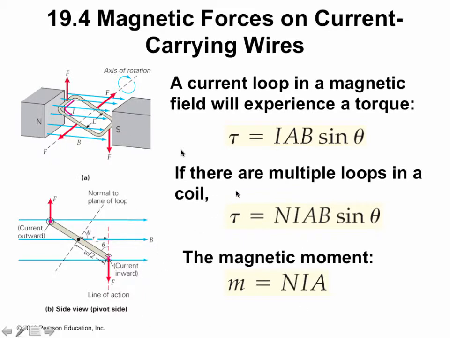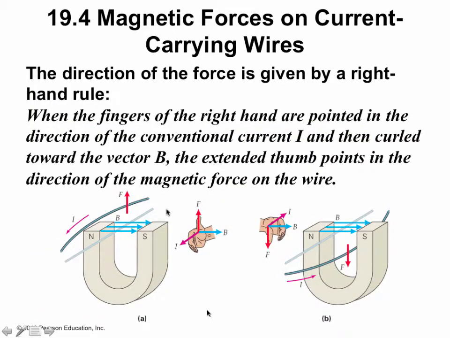Now, if there are multiple loops in a coil, we just simply tack on this N that represents the number of loops, and that magnifies the torque. It's a scalar multiplier of the torque. So the magnetic moment, which is something that's kind of important, can be determined by multiplying NIA.